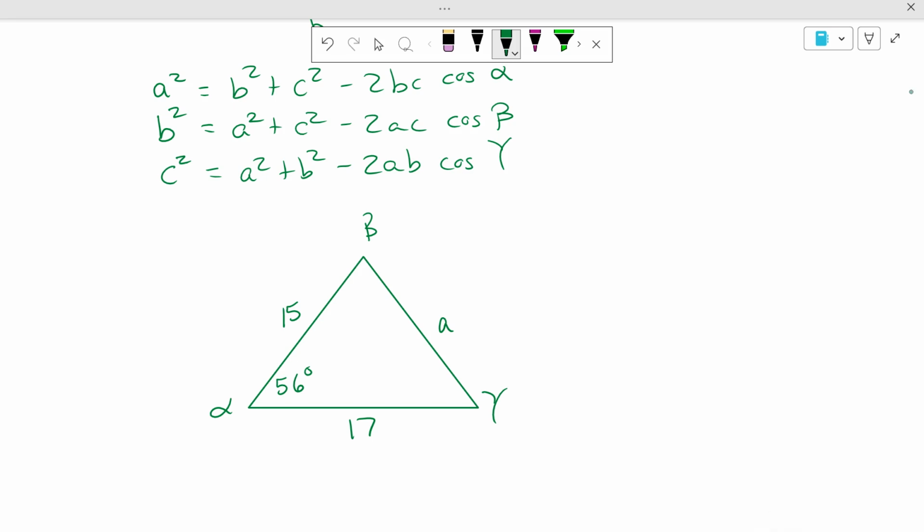Okay. So if I want to figure out A, then I'm going to use the top one of these. A squared equals B squared, which is 17 squared, plus C squared, 15 squared, minus 2 times 17 times 15 cosine of 56 degrees.